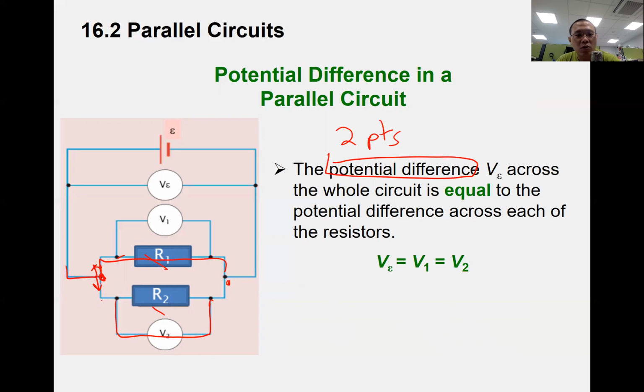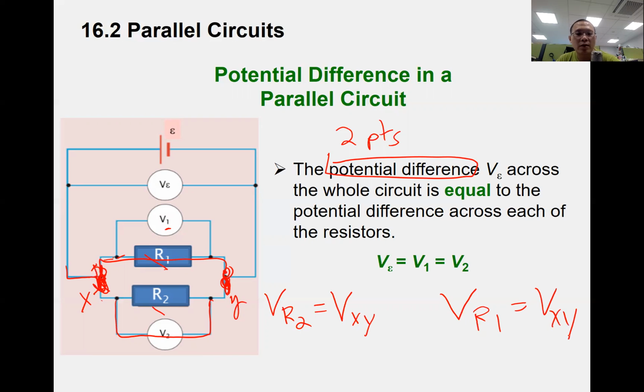So for R2, the 2 points we are looking for are this first point and this point. Let's say I call this X and I call this Y. So the potential difference for R2 will be the potential difference across the 2 points X and Y. And similarly, the potential difference of R1, or V1, will also be the potential difference across the 2 points here, which coincidentally happen to be Vx. So you find that the potential difference across the two components happen to be across the same 2 points.